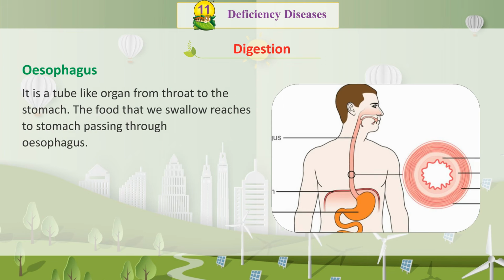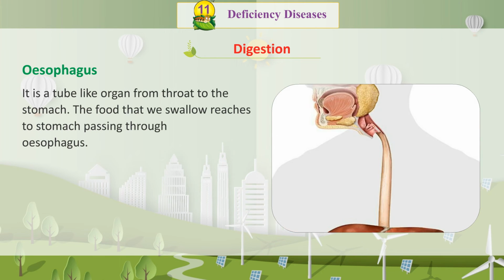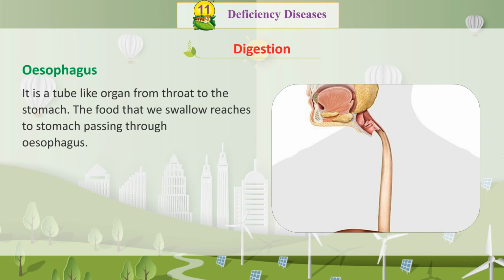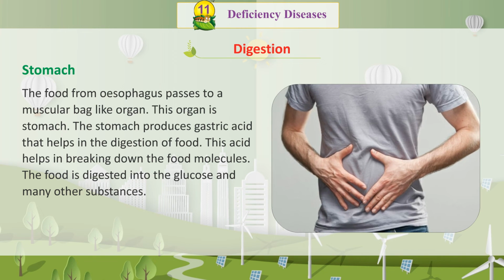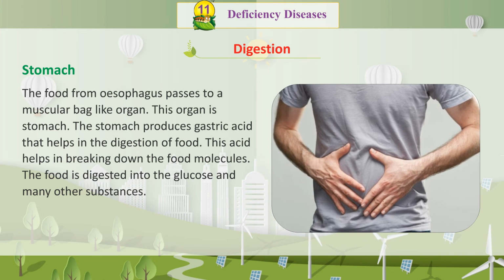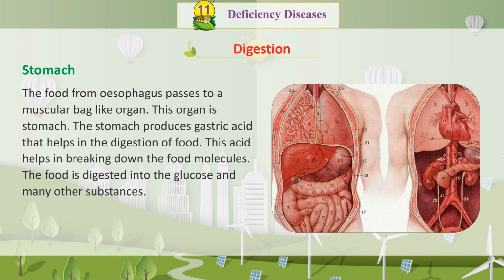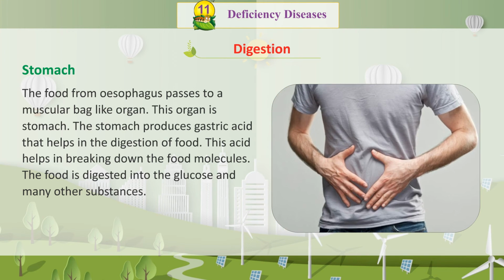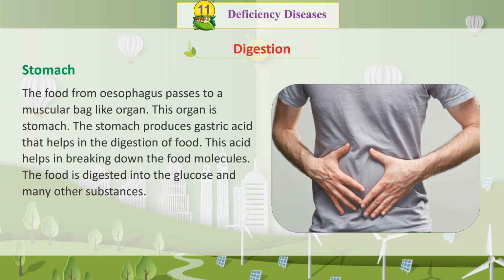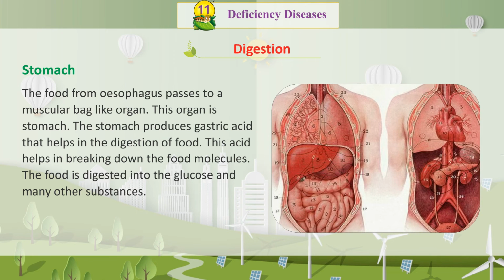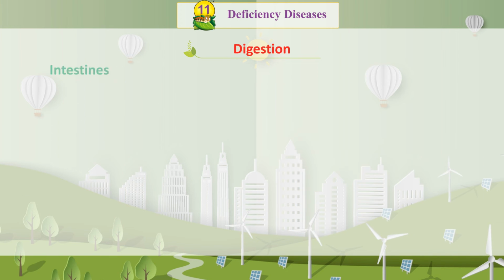Esophagus. It is a tube-like organ from the throat to the stomach. The food that we swallow reaches the stomach passing through the esophagus. Stomach. The food from the esophagus passes to a muscular bag-like organ. This organ is the stomach. The stomach produces gastric acid that helps in the digestion of food. This acid helps in breaking down the food molecules. The food is digested into glucose and many other substances.